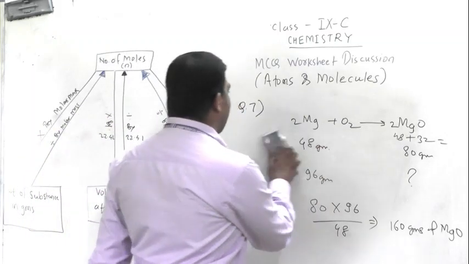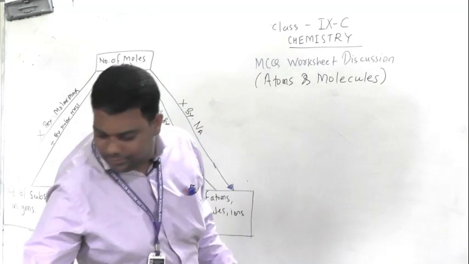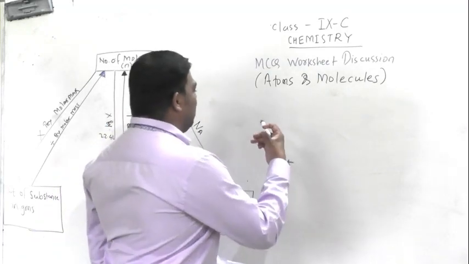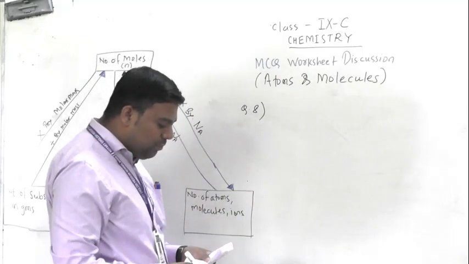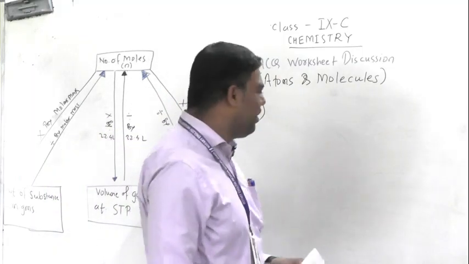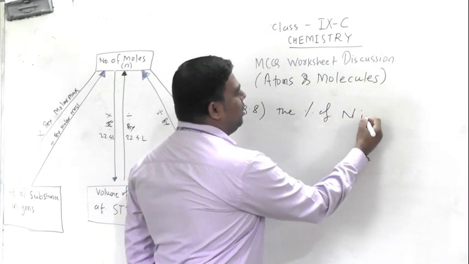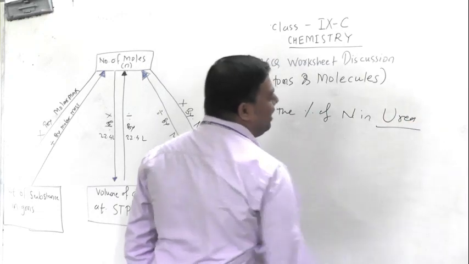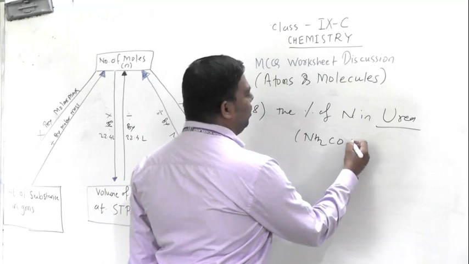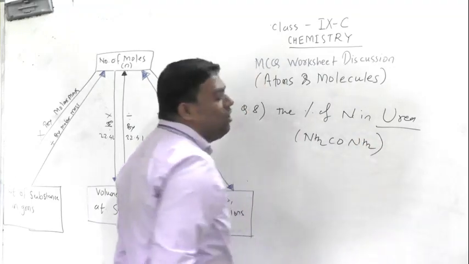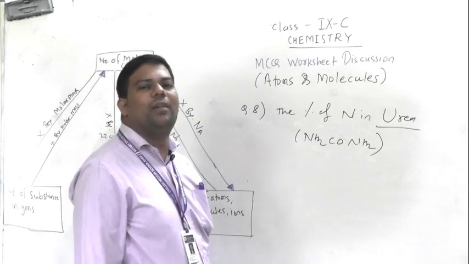So see here, question number 8. In that question, what did they give? The percentage of nitrogen in urea. I already gave the formula also: NH2CONH2. So this is the urea formula. First you have to calculate the molar mass of this.